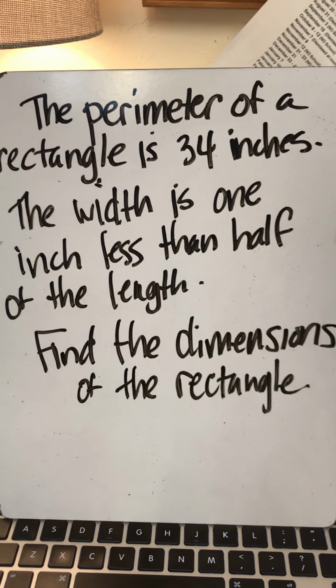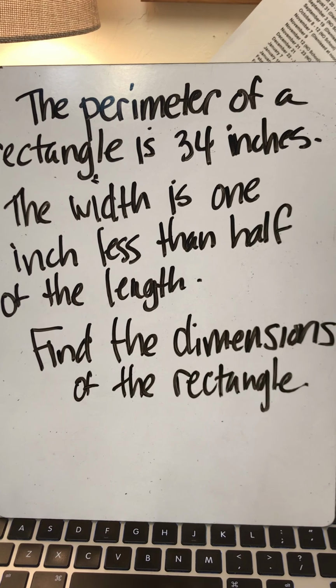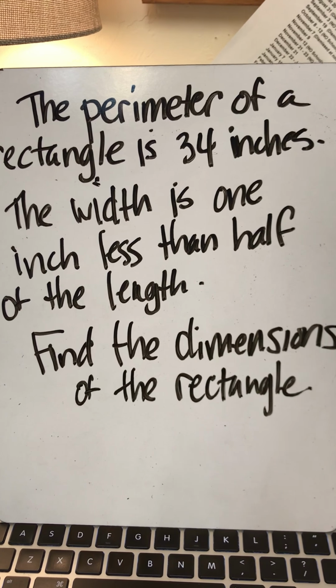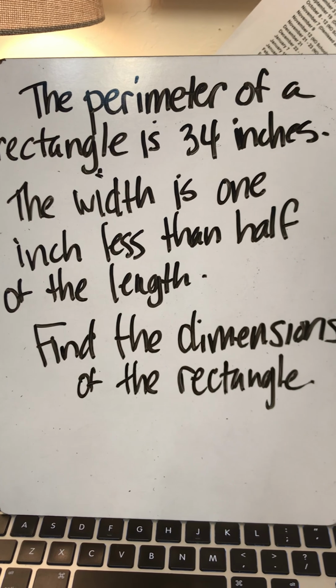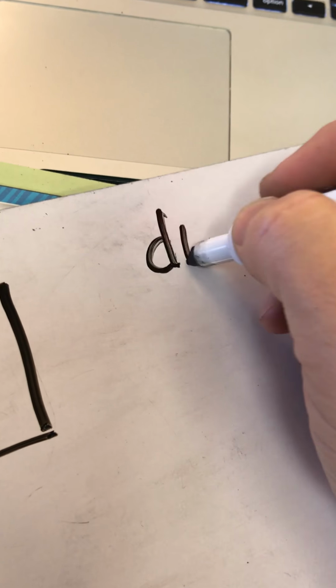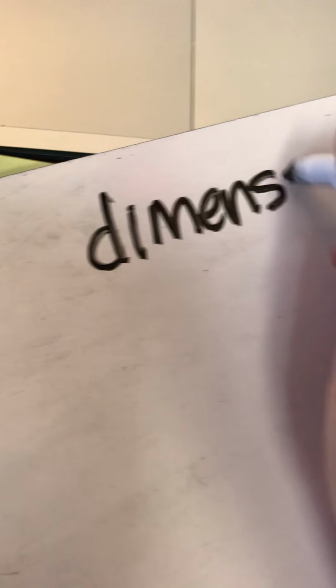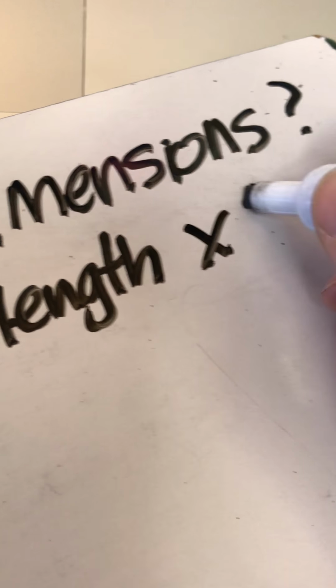Okay, so here's a word problem. The perimeter of a rectangle is 34 inches. The width is 1 inch less than half of the length. Find the dimensions of the rectangle. So first of all, let's think about that for a second. What does it mean when it says dimensions? What are the dimensions of a rectangle? The dimensions of a rectangle, it's really just what is the length and what is the width.